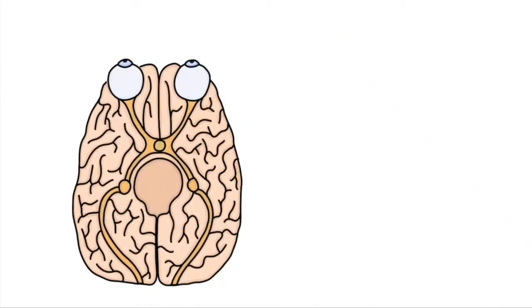We need to go through some basic anatomy and physiology of vision and the track that the visual impulses take as they go through the brain to the visual cortex. So let's look in more detail at that.